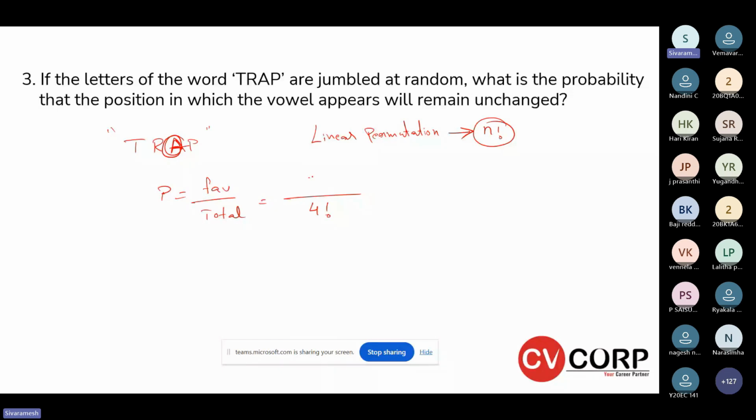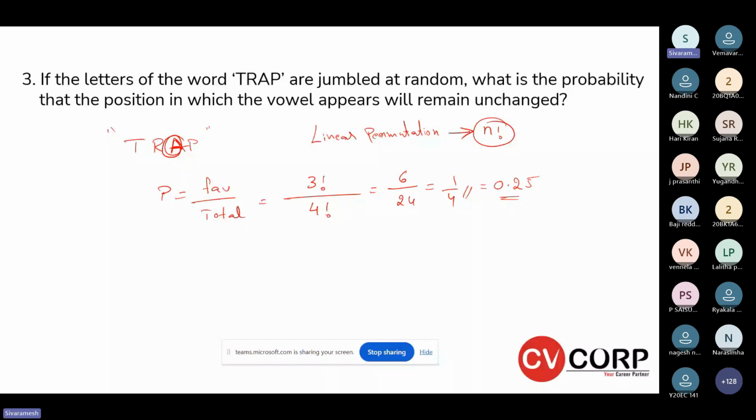This is the favorable chances. We already know that 3 factorial is 6 and 4 factorial is 24. So 6 by 24 equals 1 by 4, or you can also say 0.25. Both are correct. So 1 by 4 is the probability of shuffling the letters of the word TRAP where the vowel remains unchanged in its particular place. So the final answer is 1 by 4. Just make a note or take a screenshot of the question so you will understand.